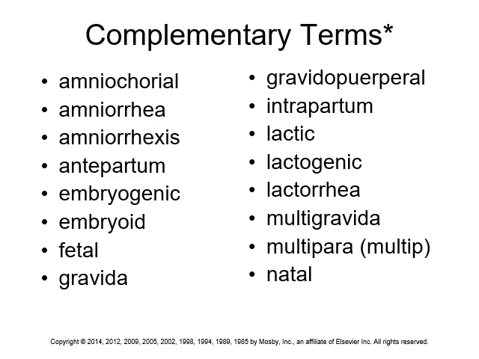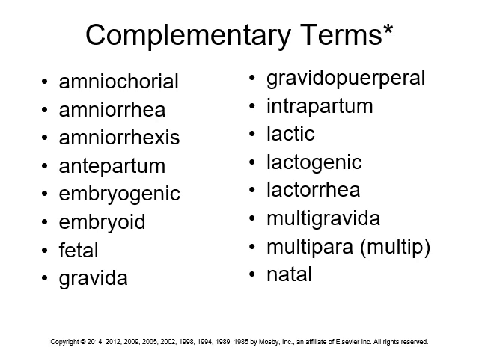Antepartum is before childbirth, and this refers to the mother. Antepartum and postpartum both refer to the mother, not the newborn. Embryogenic is producing an embryo. Genic, to produce. Embryoid is resembling an embryo. So it is not an embryo, but it resembles an embryo. Fetal is pertaining to the fetus. Gravida is pregnant woman. A woman who is or has been pregnant, regardless of the pregnancy outcome.